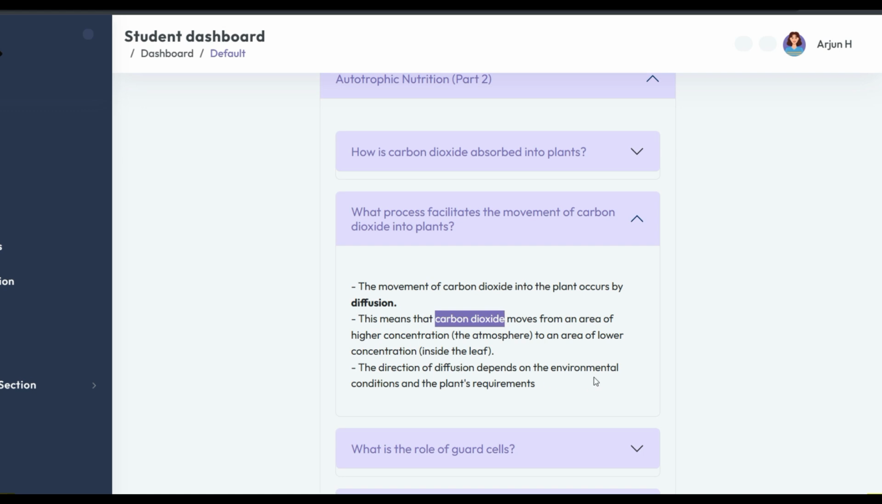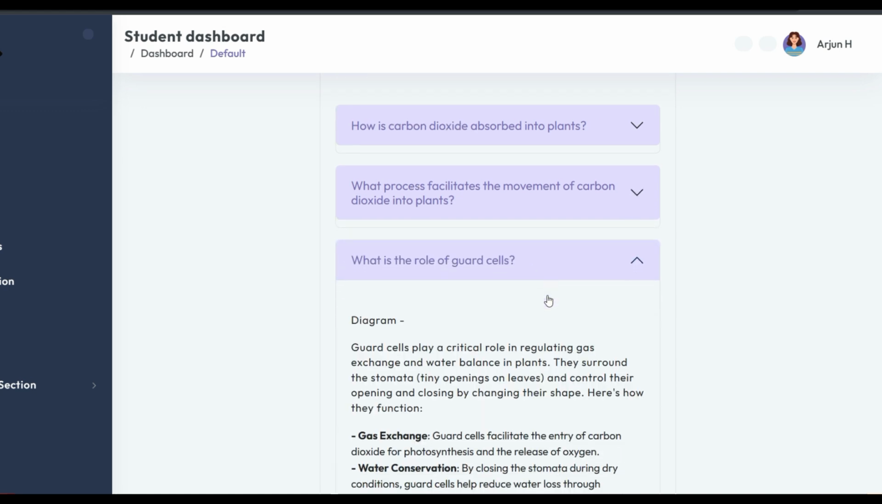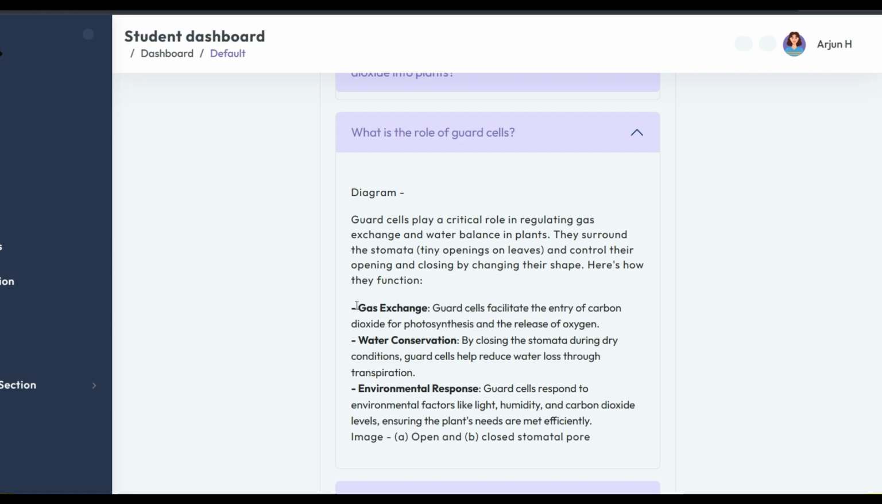The direction of diffusion depends on the environmental condition. Of course, there are other factors influencing it. And who regulates this? The guard cell. It not only helps in exchange of gases, but also looks at water conservation. For example, now I forgot to water my plants and my mom's plants, actually, a bunch of those actually. So I forgot to water them. Now their stomata will be closed because they don't have enough water in their roots per se to absorb basically.